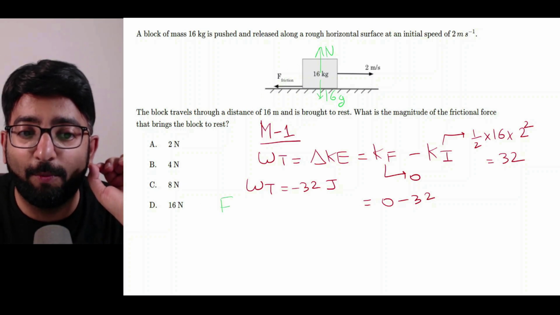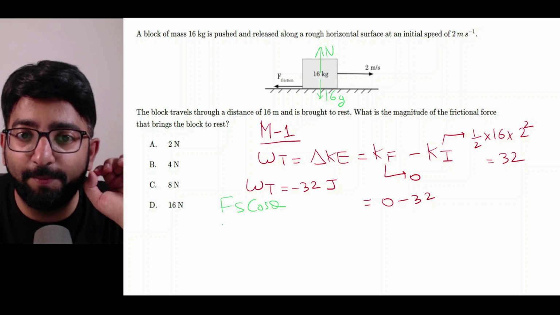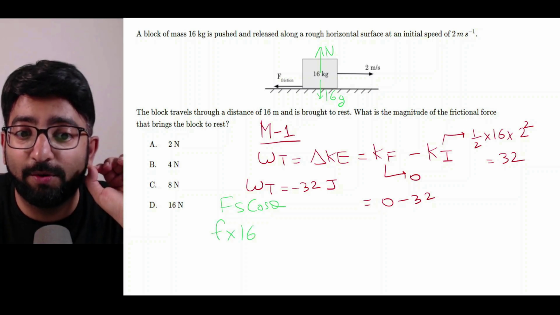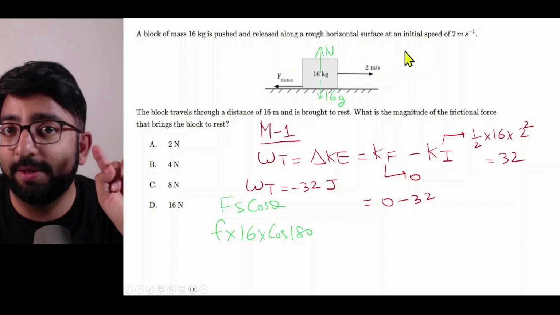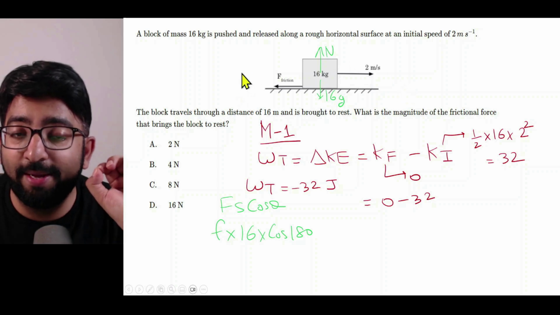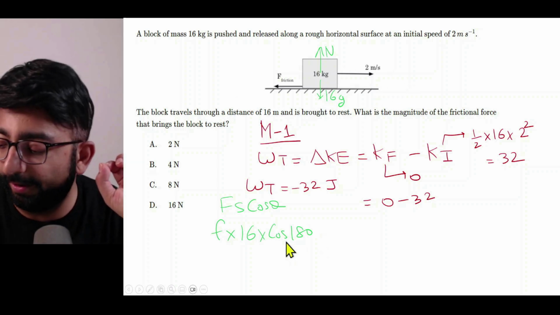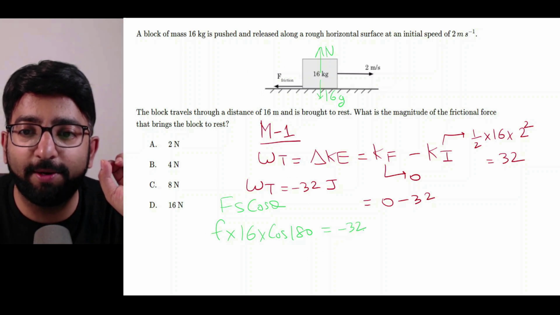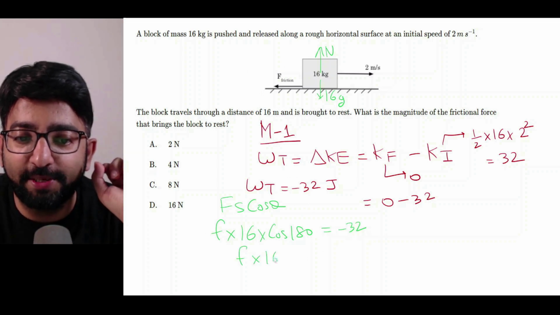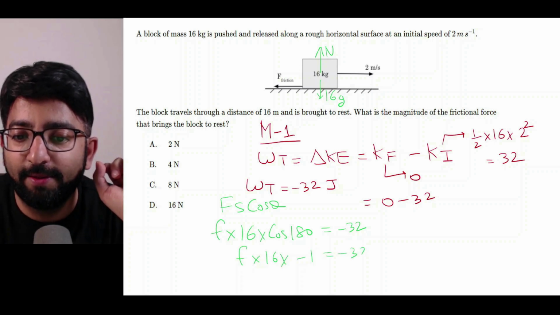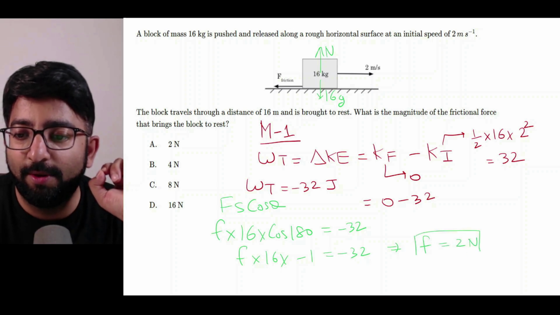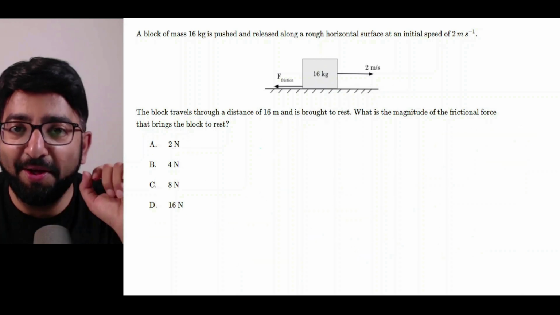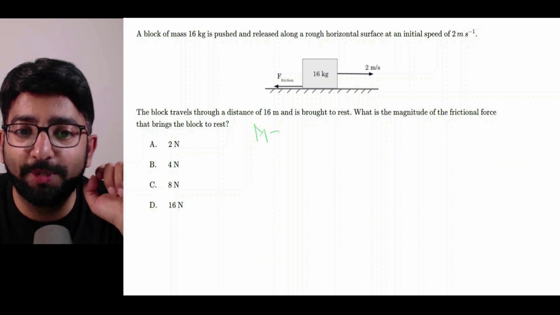So let's write down the basic formula for work, Fs cos theta. F here will be friction. Now, the distance traveled is given in the question as 16 meters, and the angle will be 180. Why 180? Because the friction is left and the box is traveling towards the right. So displacement is right, and that is why the angle between displacement and force is 180. So this will be equal to negative 32. So let's simplify. F into 16 into cos 180, which is negative 1. And if we simplify this expression, we will get the value of friction as 2 newtons, which means A is the right answer.